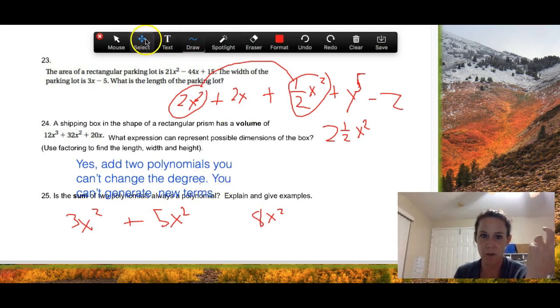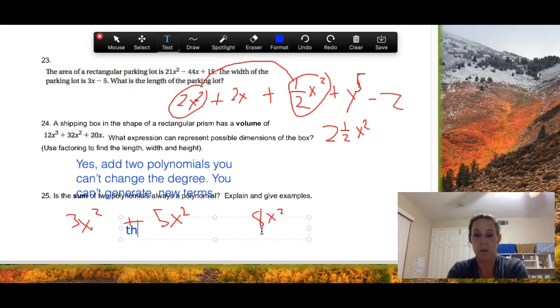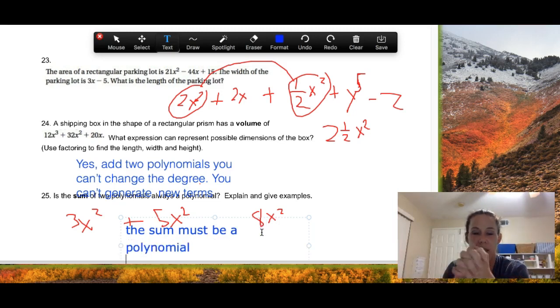So my solution would be, because I can't generate new terms that are not monomials or polynomials, so the sum must be a polynomial. And that's how I'd work that. And then show me a few examples. Give me like a 3x squared plus 5x squared equals 8x squared. Give me an example where there's different terms and you add them together like this, and you still get one term, but you didn't generate new terms. So it must still be a polynomial.